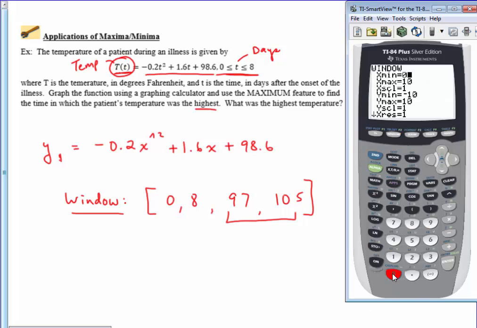So the x minimum needs to be 0. The x maximum needs to be 8. We would leave the x scale at 1. And then the y minimum needs to be 97. The y maximum we've set at 105. Leave everything else the way it is, and then just press graph.